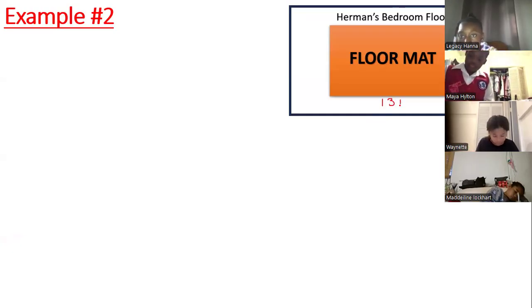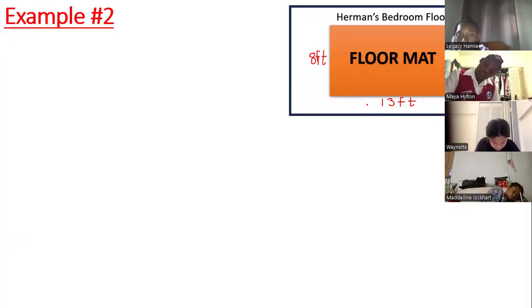And let's say that this is 8 feet. And then for the width, let's go 16. No, let's go 18. I mean, sorry, for the length, let's go 18 feet, and 16 feet.